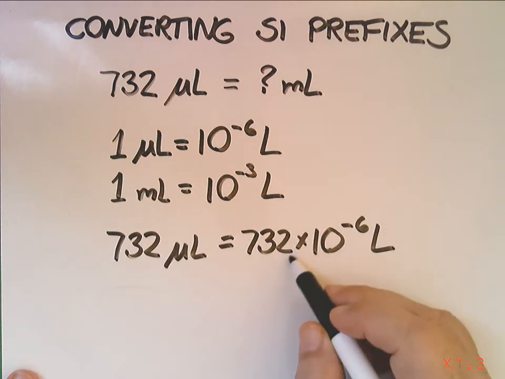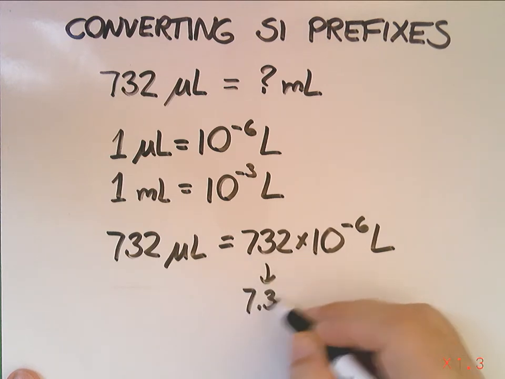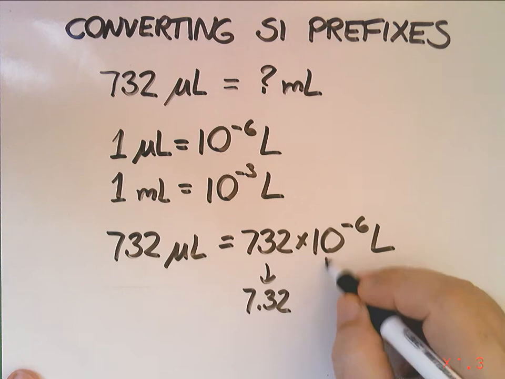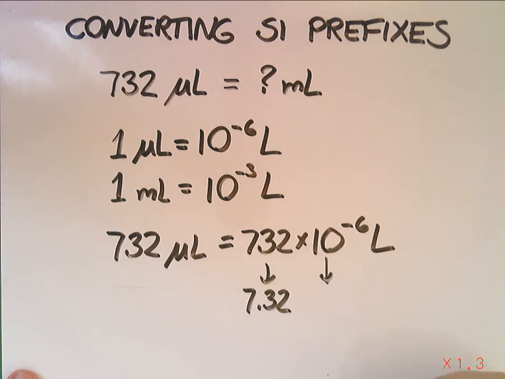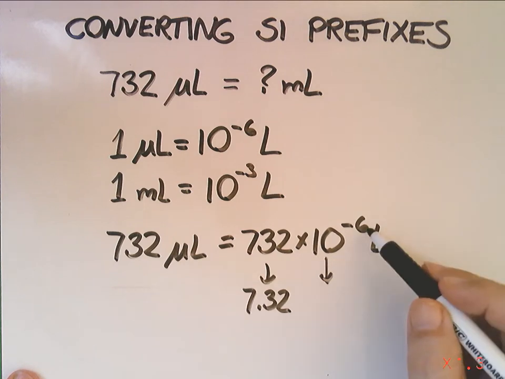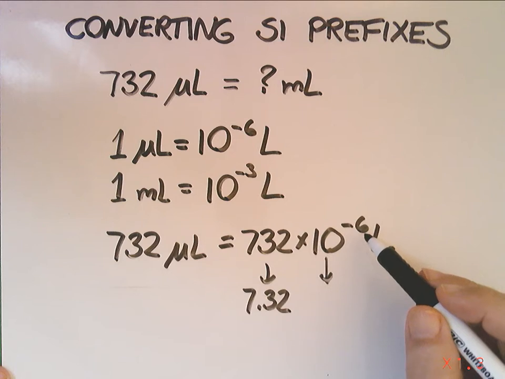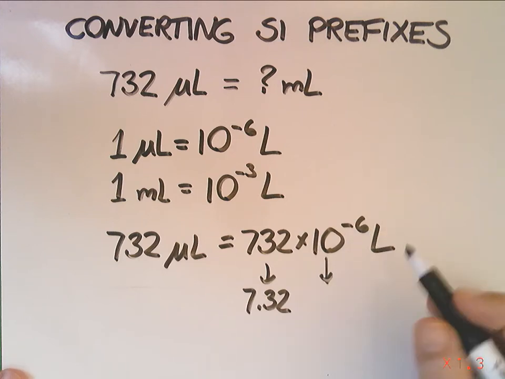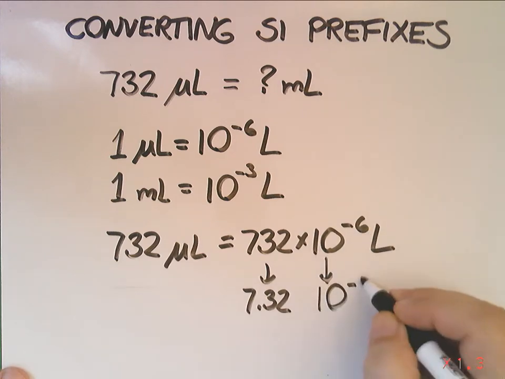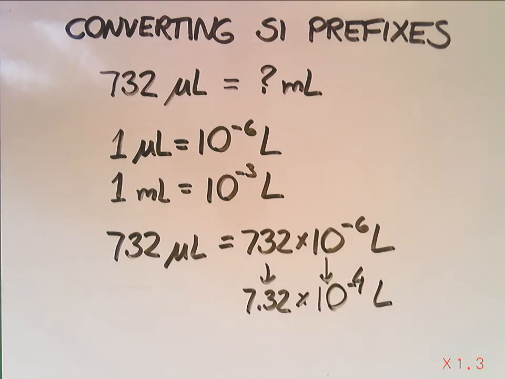If I make this 100 times smaller, I have to make this 100 times bigger. So I bump the decimal place over 2 places to make it 100 times smaller. To make this 100 times bigger, this is going to be times 10 to the 2. Minus 6 plus 2 is minus 4. So there I've converted it into liters. Now I could convert it into milliliters.